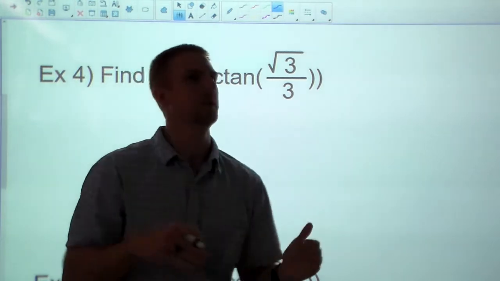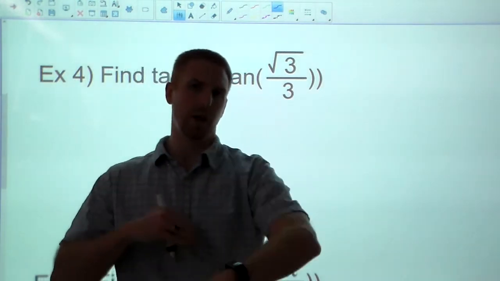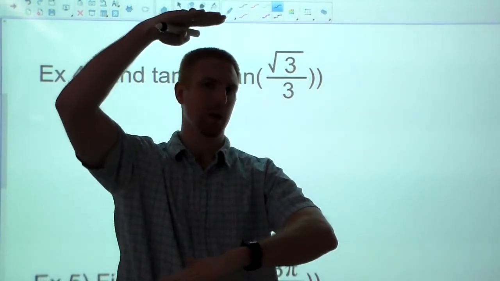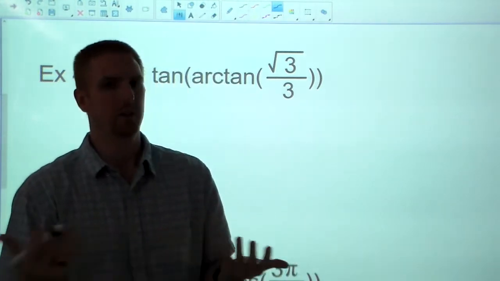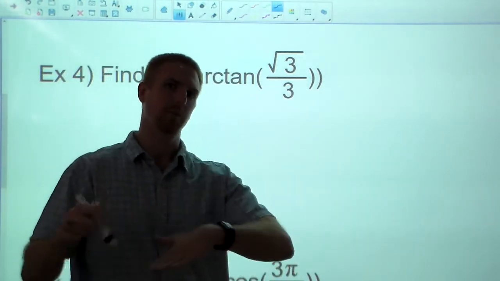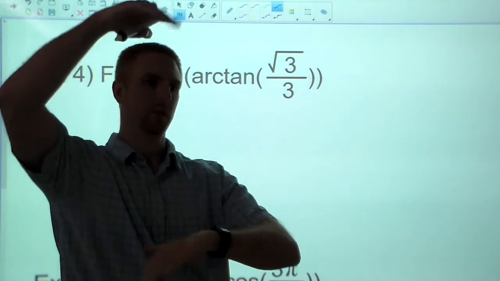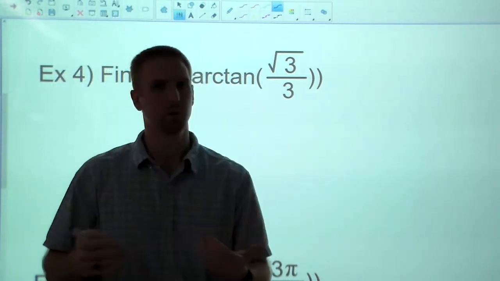Arctangent of square root of 3 over 3, well, arctangent also goes from negative pi over 2 to positive pi over 2. We need to make sure we know that. So that's the name of the game. Give me an angle between negative pi over 2 and positive pi over 2 that the ratio would be square root of 3 over 3.